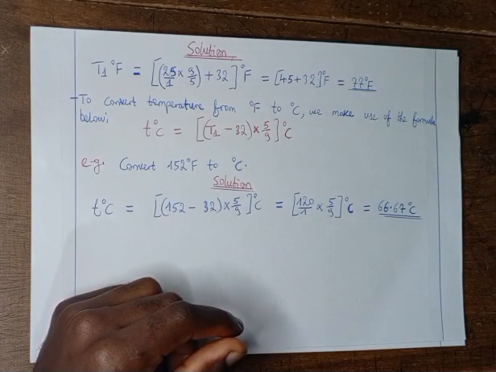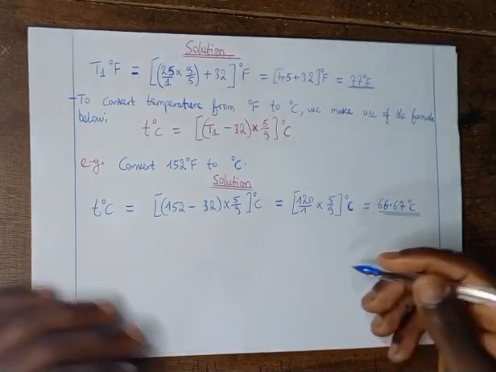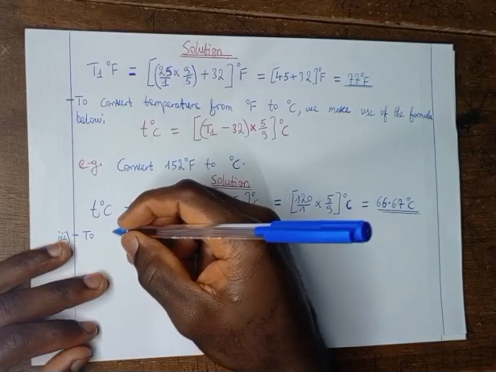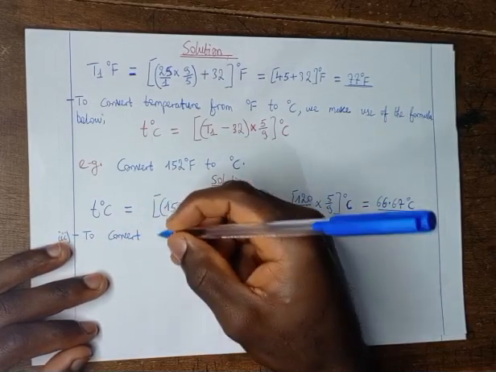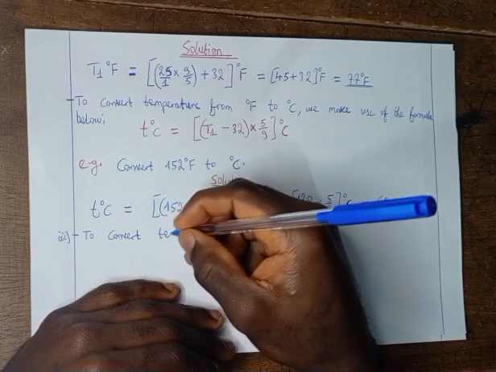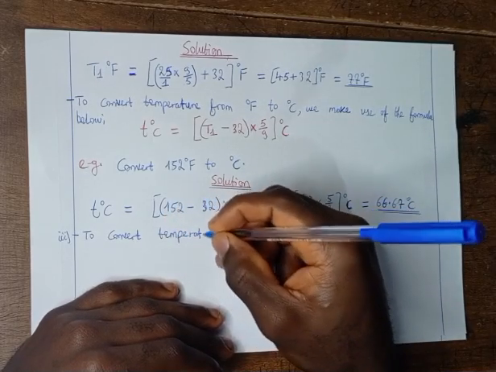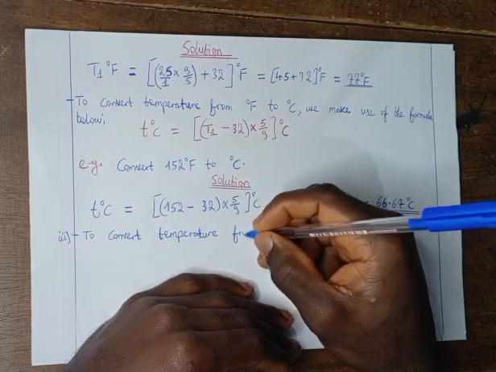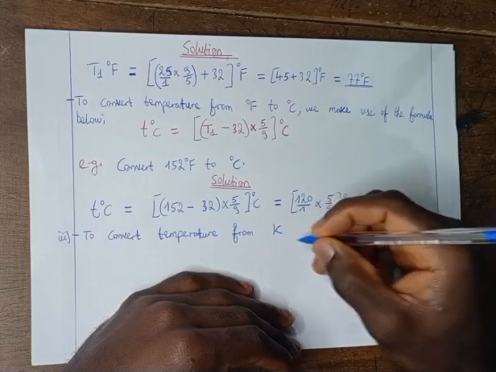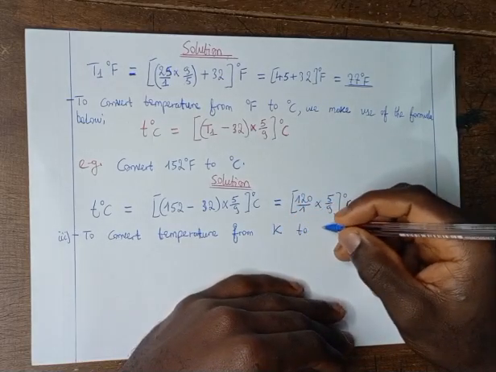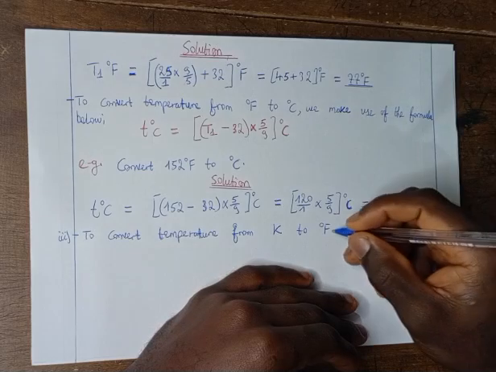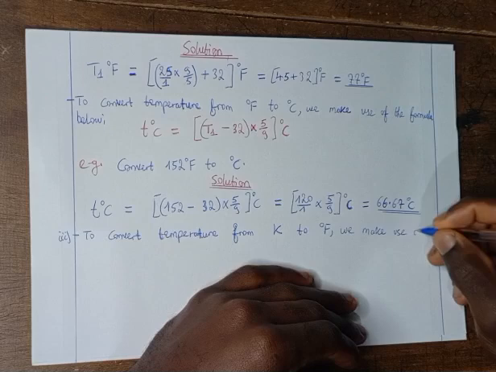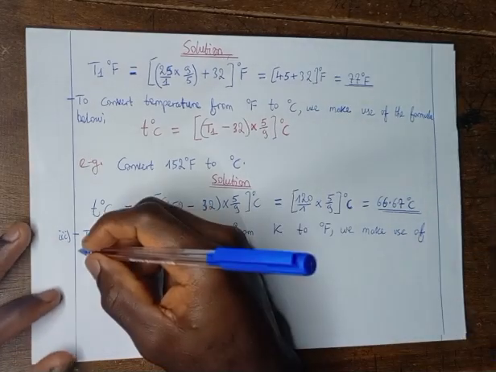We go now to 3i. To convert, first hyphen, to convert temperature from Kelvin to degrees Fahrenheit. We make use of the formula below.